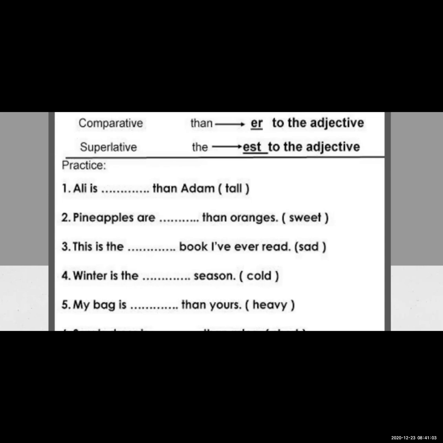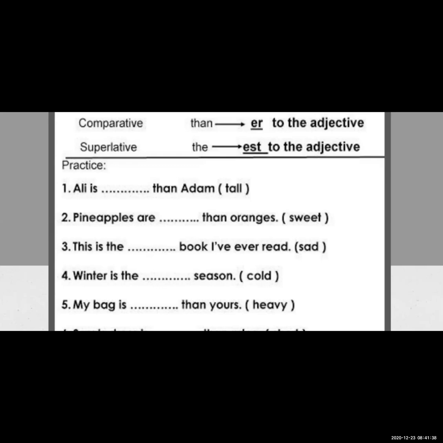So in the third example, "than" is not there. Then which word is there? "The." This is "the." Sad will become, add "est" to sad. Sad will become "saddest." This is the saddest book I have ever read. Understand? So like this we have to do the transition.